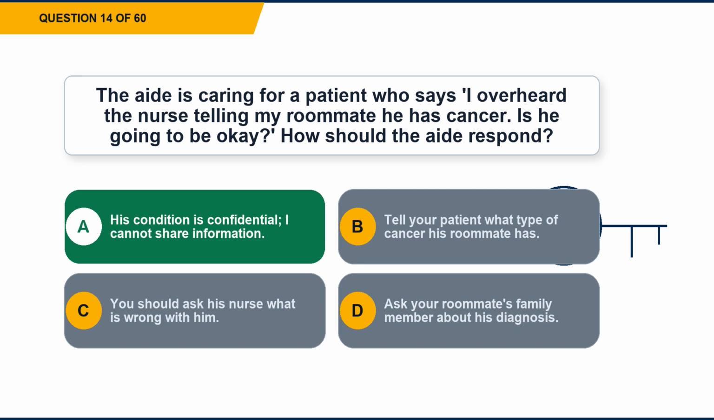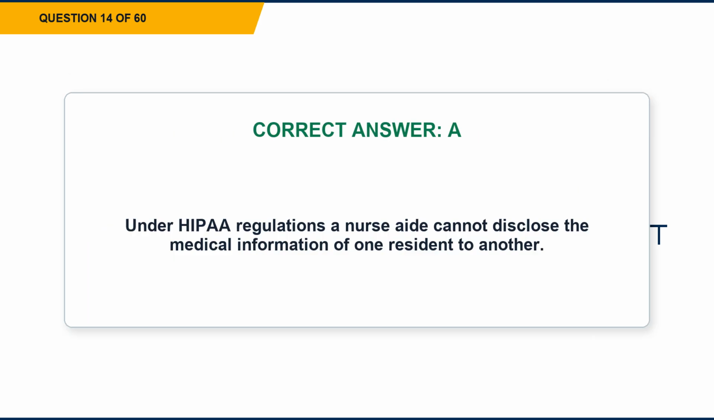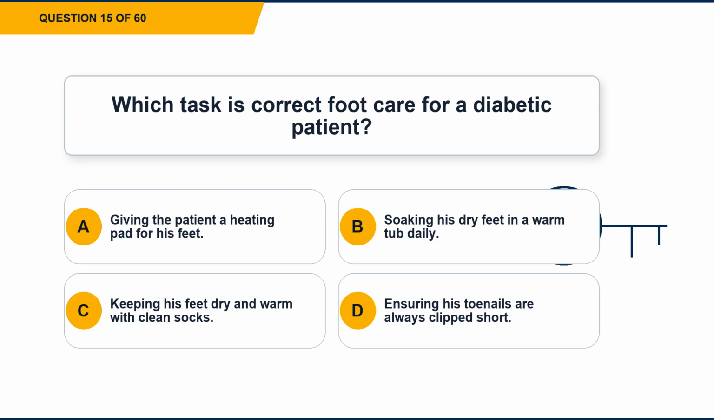The correct answer is option A: his condition is confidential, I cannot share information. Explanation: under HIPAA regulations, a nurse aide cannot disclose the medical information of one resident to another. Question 15. Which task is correct foot care for a diabetic patient? Option A: giving the patient a heating pad for his feet. Option B: soaking his dry feet in a warm tub daily.